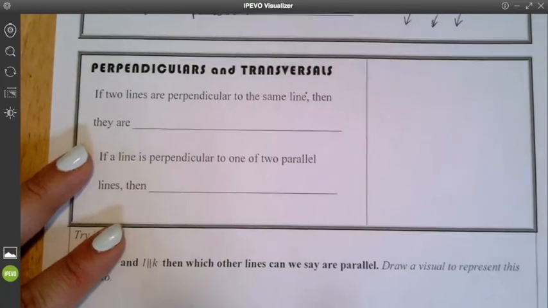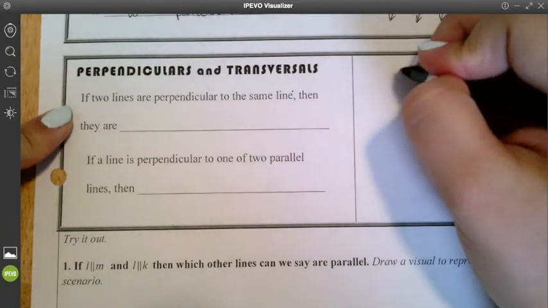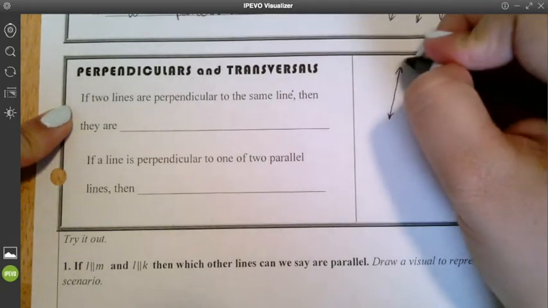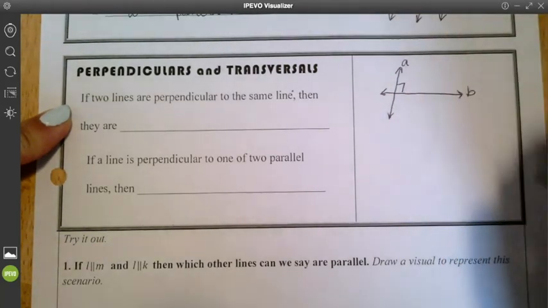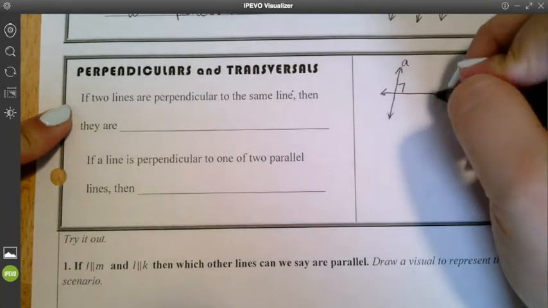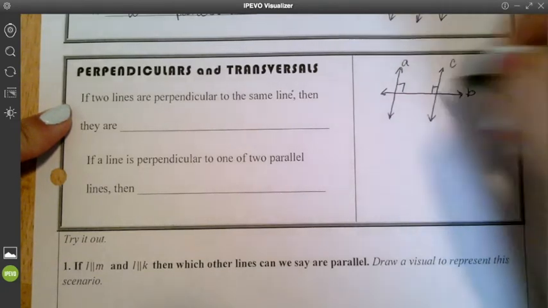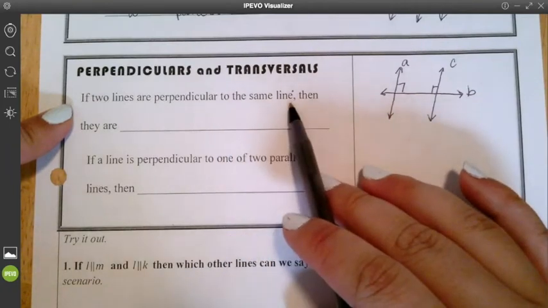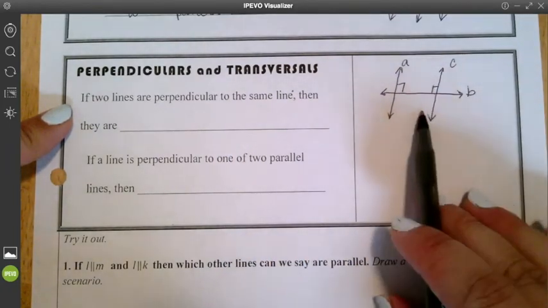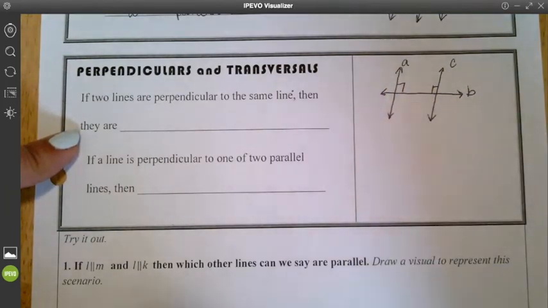If two lines are perpendicular to the same line, let's look at what that would look like. Here's A perpendicular to B. And then we have B is perpendicular to C. So if two lines are perpendicular to the same line, A is perpendicular to B, C is perpendicular to B, then A and C are parallel.